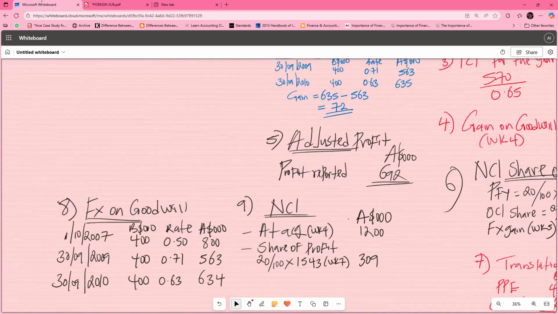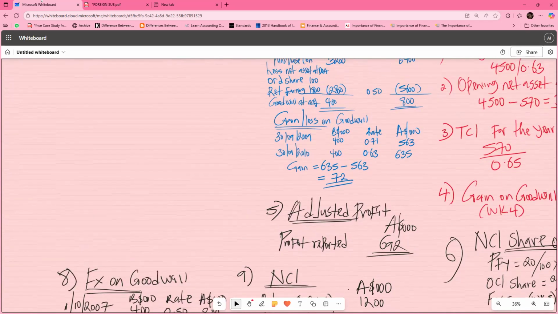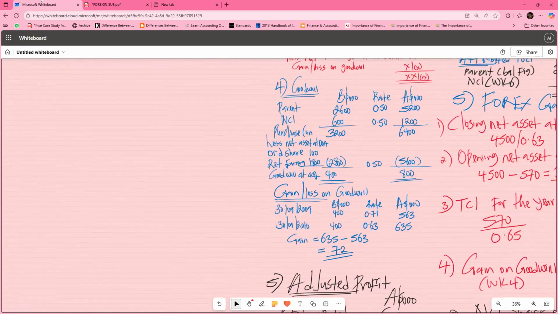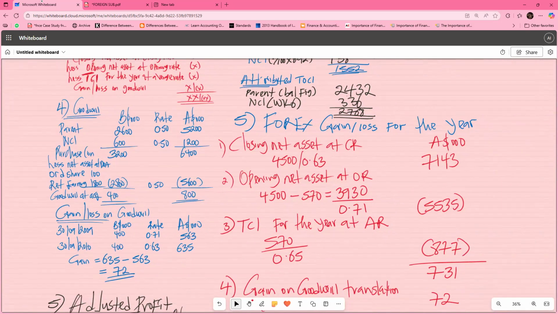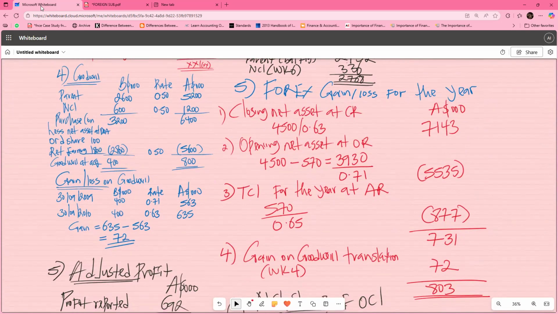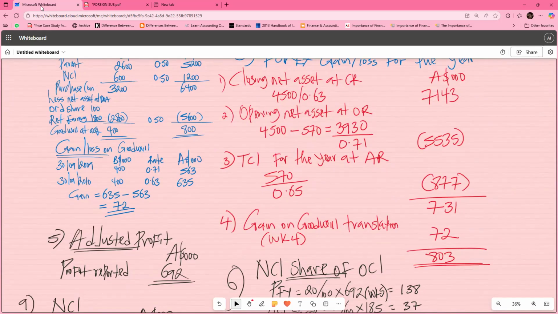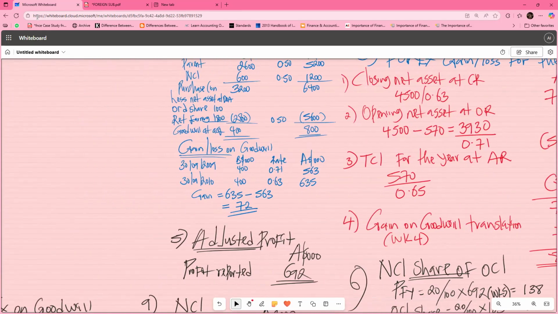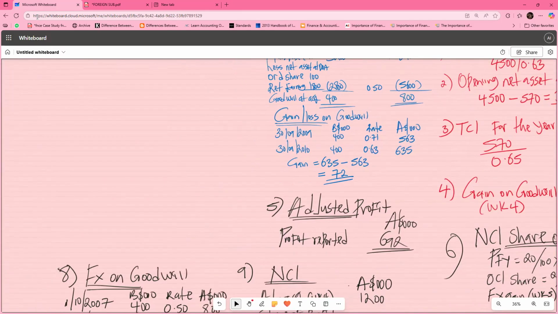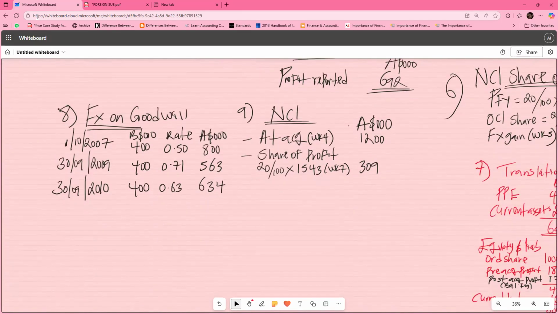And that is what we have done. We have determined the gain for this year, which is 72. And that's why you can see here we say FX gain or loss for the year, just for the year. On goodwill, there's a gain of 72. So we want to prepare the statement of financial position now, so you have to look at the overall gain. Something worth 800 dropped to 563, and it is now at 634.